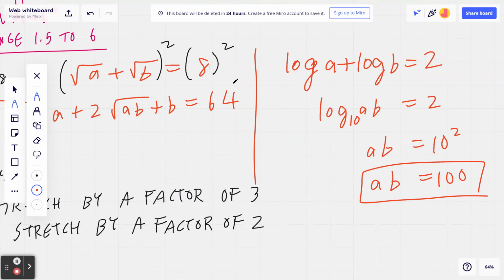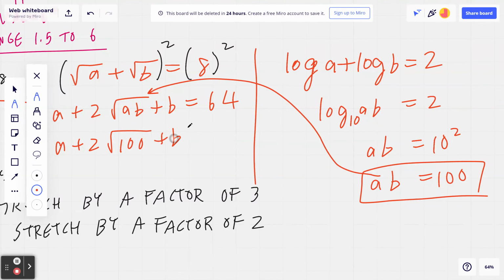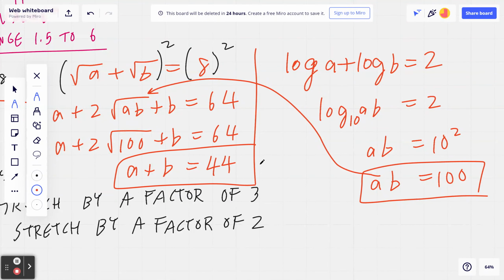Now, I kind of go back and I look at this number, and I can plug it in, right? So this is going to be A plus 2 times the square root of 100 plus B, which equals 64. Now, A plus B equals, well, 2 times the square root of 100 is going to be 2 times 10, which is 20. 64 minus 20 is going to be 44. I'm going to put a box around that.